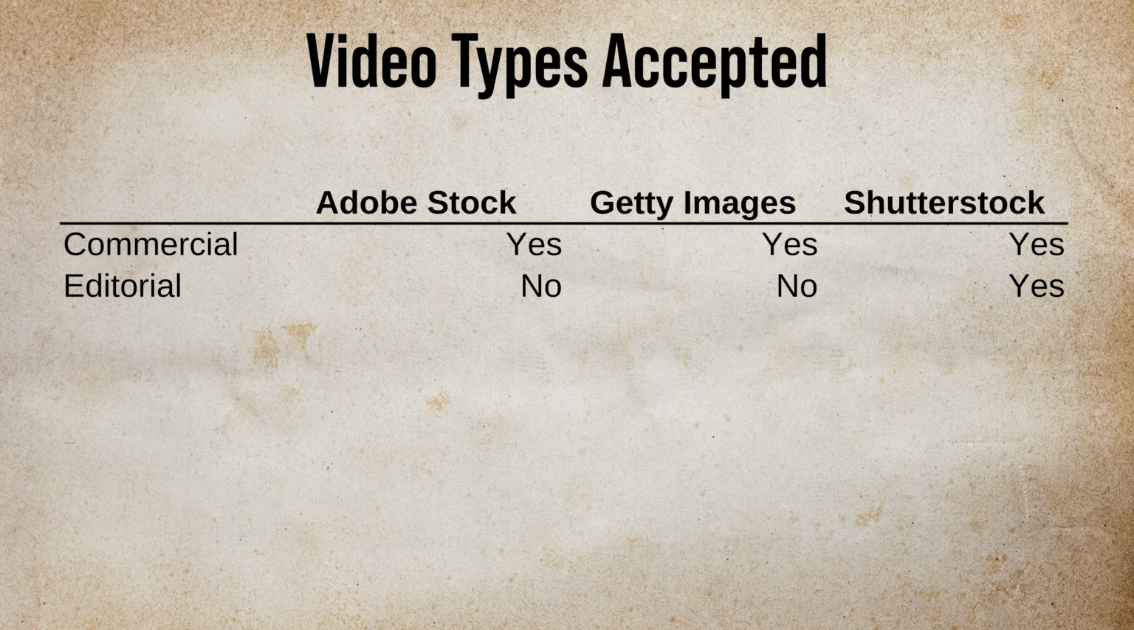As for stock videos, Shutterstock is the only one that accepts both commercial and editorial footage. Getty Images and Adobe Stock accept only commercial clips. That's one of the reasons why our video portfolio is smaller on Getty and Adobe.